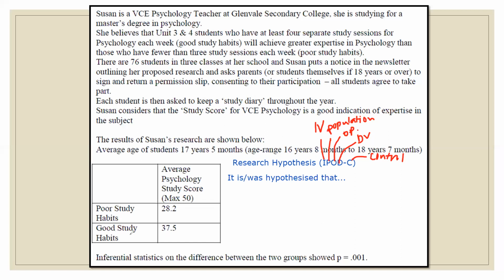Okay, so in our study, the good study habit people are our experimental group, or they're the ones that are exposed to the IV, and the poor study habits don't have an IV. So this is our control group there. Okay. All righty. I think we have enough information there to write our research hypothesis.